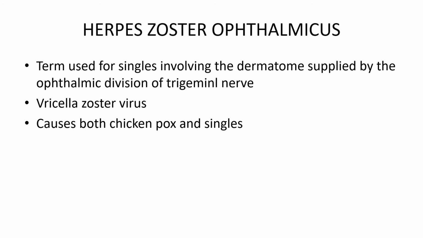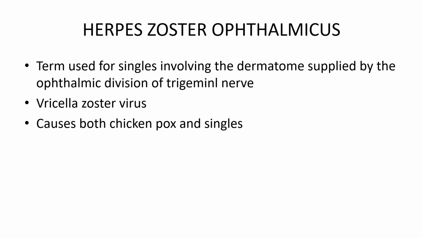Now we will discuss herpes zoster ophthalmicus, which is the second type of viral keratitis. This term is used for shingles involving the dermatome supplied by the ophthalmic division of the trigeminal nerve. Varicella zoster virus is the causative agent. This virus causes both chickenpox and shingles.